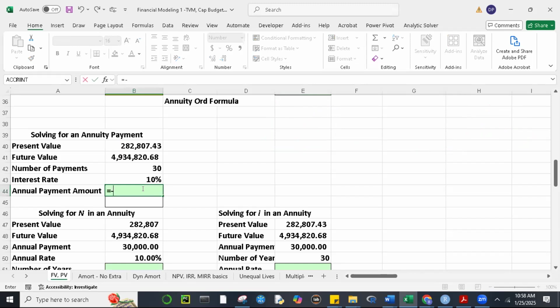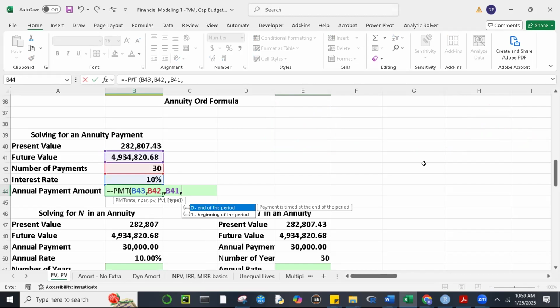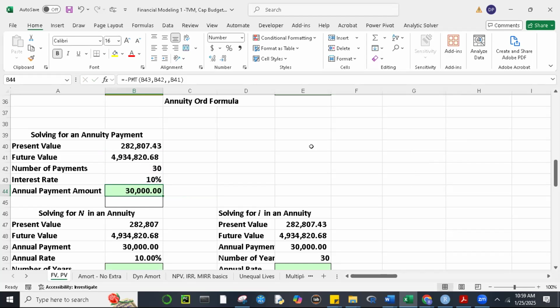So this is equal to PMT. Rate is 10%, NPER is 30, and I could use the future value, which is this one. Most of you used the present value, but you can also use the future value. Type is end of the period, 0. It's okay not to put anything there, because Excel will read that as 0, which is ordinary annuity. Control enter. That's 30,000.